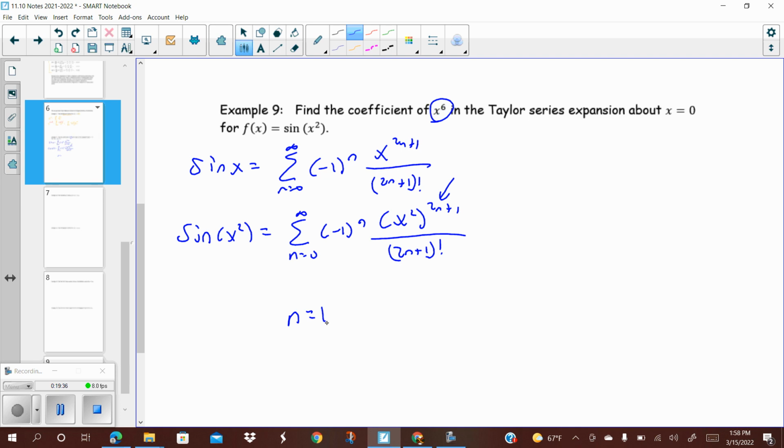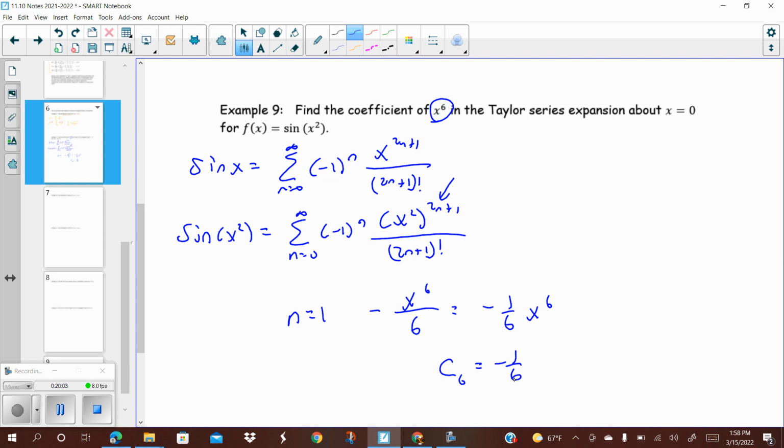So if I plug in n equals 1, that's going to be a negative, because that's going to be from here, that's going to be a negative power. Plugging in 1 there gives me x to the 6th on the top. Plugging in 1 into the denominator is going to be 3 factorial, which itself is 6. So if I rewrite that, that is negative 1/6 x to the 6th, meaning that the c sub 6 is negative 1/6.